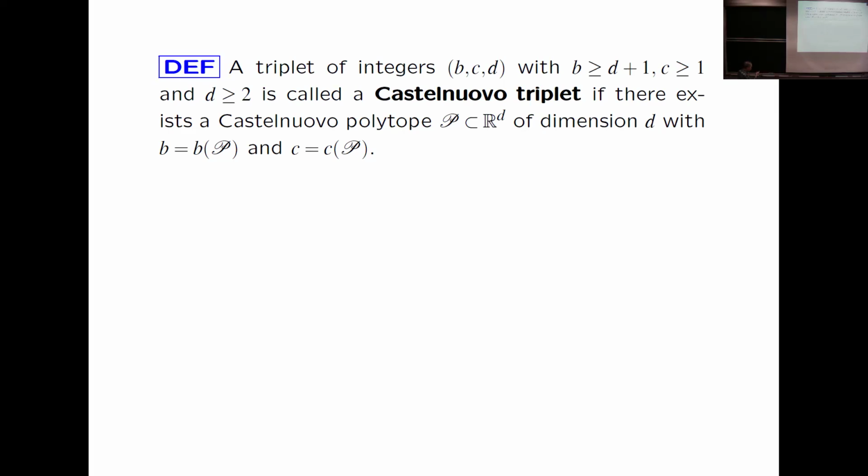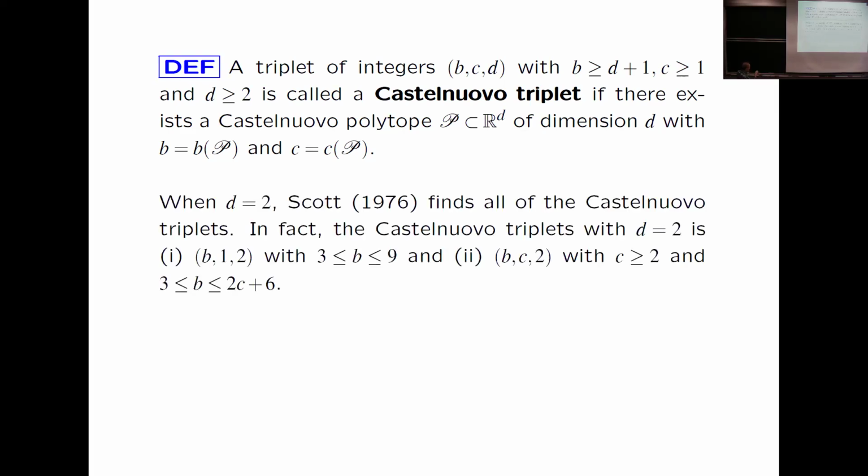In dimension 2, when D equals 2, Scott found in 1976 all the Castelnuovo triplets with D equal 2. If the number of lattice points in the interior is 1, then B is between 3 and 9. But if the number of interior lattice points C is at least 2, then B is between 3 and 2C plus 6. Just one, this is 9. But if we put C equal 1, then this is 8. So we need to treat the situation of 1 differently from C.